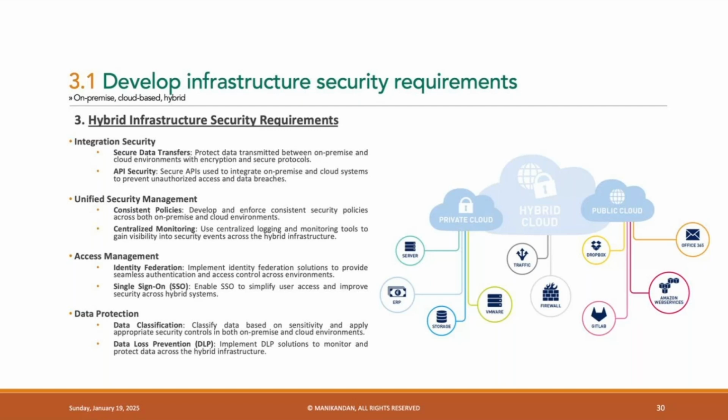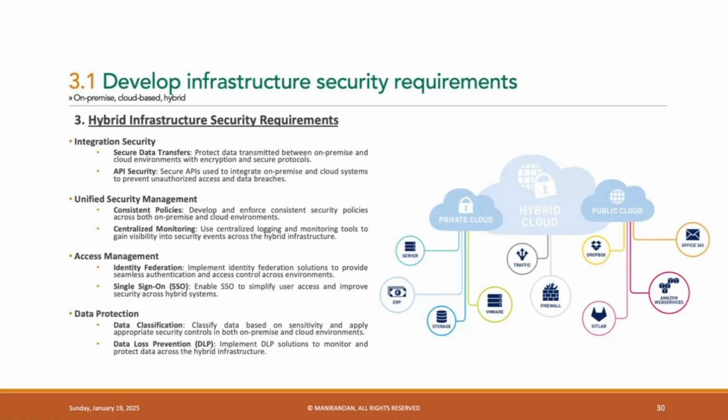When we are talking about unified security management, develop and enforce consistent security policies across both the on-premises and cloud environments. Make sure that you have a centralized logging and monitoring tool to gain visibility into the security events across the hybrid infrastructure. This is where we use the CASB, Cloud Access Security Broker, such as Netskope, where we can get centralized logging and monitoring across my hybrid infrastructure or a multi-cloud environment.